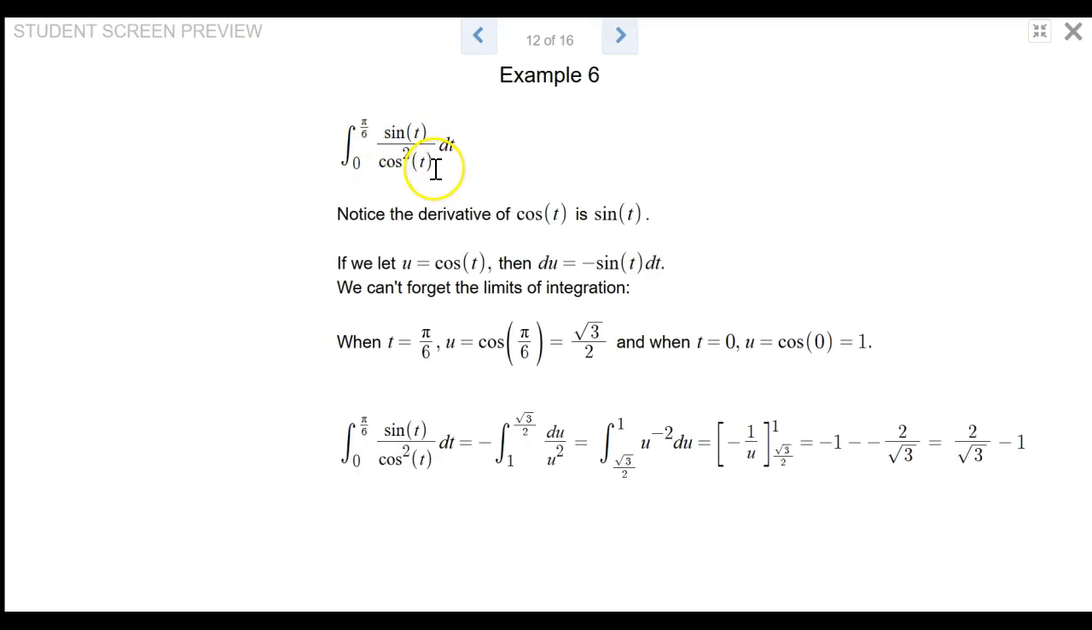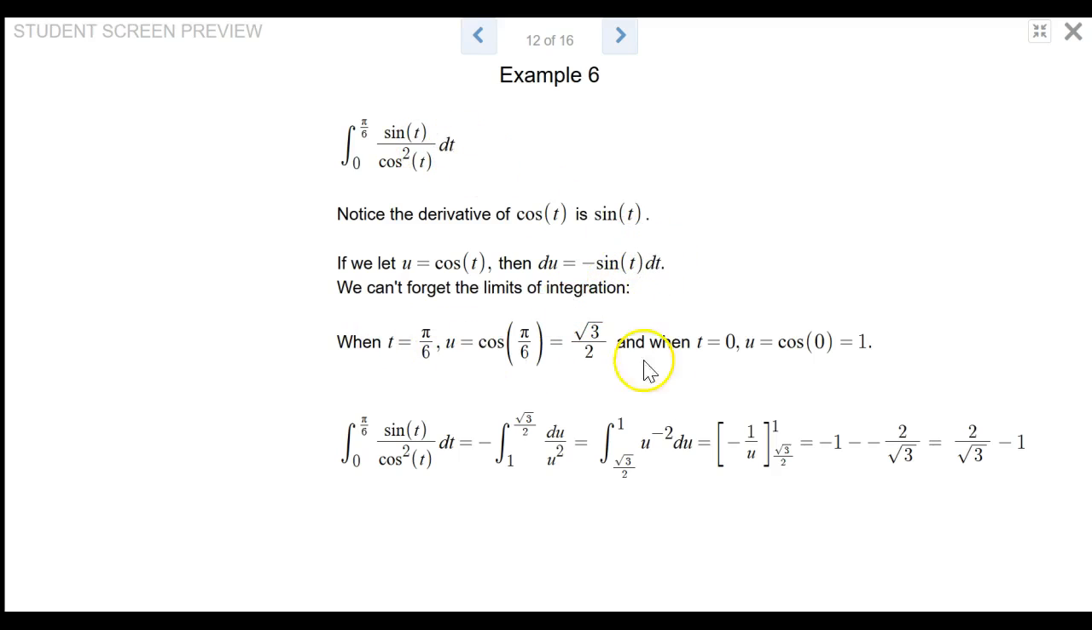So here I have sine of t over cosine squared t, and my limits of integration are 0 and pi over 6. So again, I can recognize that I have a composite function here of cosine squared t, and if I let u be cosine t, then du is sine t dt. Excuse me, minus sine t dt. So I know that my substitution is going to be u equals cosine t. So then du is minus sine t dt.